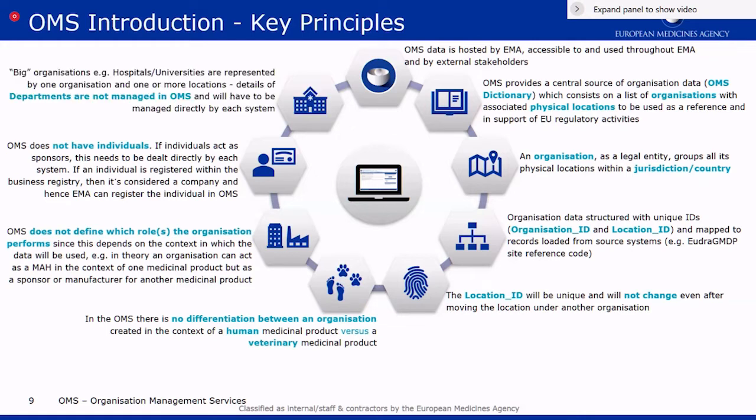Other details that we do not capture in OMS are granularity information. When we talk about granularity, we're talking, for example, about departments, business units, manufacturing lines. All this information will not be maintained in OMS because, again, we capture only legal entity types. Any further detail needs to be maintained at the consuming system level.